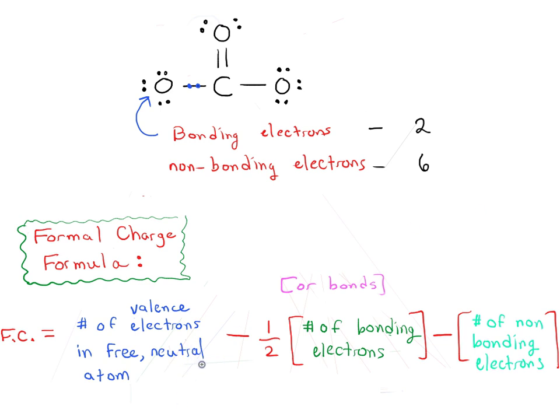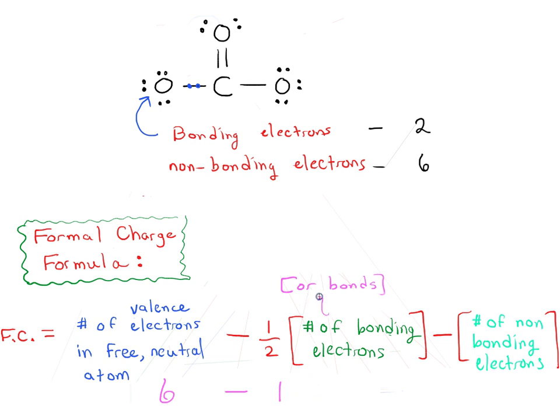Okay, so what we're going to do is plug this into our formal charge formula. We're going to need the number of valence electrons in the neutral free atom of oxygen. And if you consult the periodic table, you will see that there are 6 valence electrons in neutral free oxygen. From here we're going to subtract half the number of bonding electrons, which is half times 2. So 50% of 2 is 1.